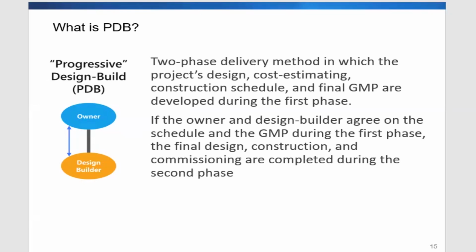And as this is developed, I think it goes through two phases. The first phase is when the design builder team works on the project design and also on the cost estimate of the project and construction schedule, and develops the design until they get to a point where a guaranteed maximum price can be developed in the first phase. Once the GMP is developed, the design builder team engages the owner and then starts negotiating on the contract price.